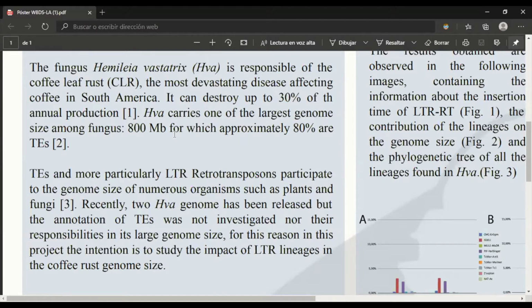Despite the fact that there are two available genomes of Hemileia vastatrix, it has not delved into specific elements of the genome such as transposable elements. That is why in this project we decided to make an annotation of Hemileia vastatrix, noting the impact of the lineages of LTR retrotransposons in the genome size.